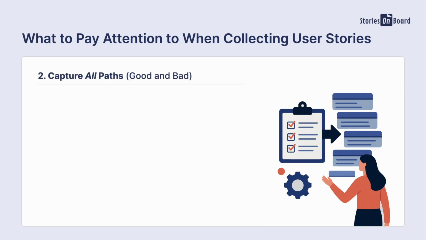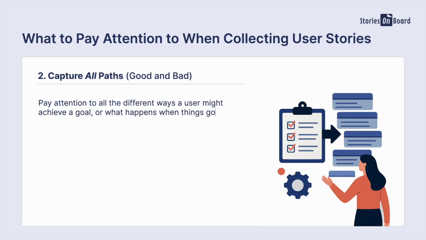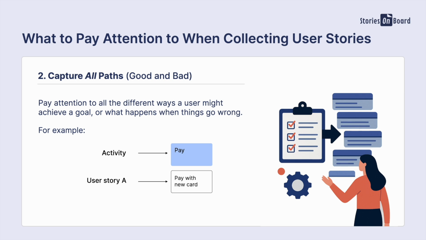Second, capture all paths, including the good and the bad. Don't just collect user stories for the ideal scenario. Pay attention to all the different ways a user might achieve a goal, or what happens when things go wrong. For example, under the pay activity, you need the happy path: I want to pay with a new card. But you also need the exceptions: I want to receive an error message if my card is declined. Collecting these alternative and error handling stories ensures your MVP is not only functional, but also resilient.